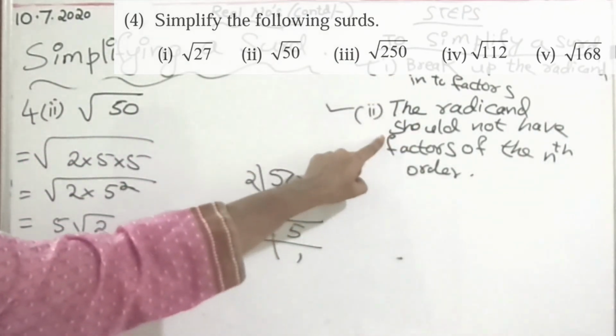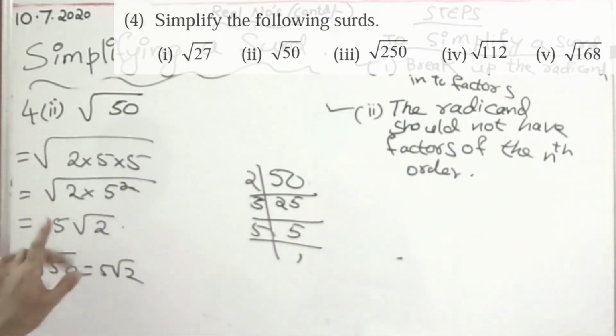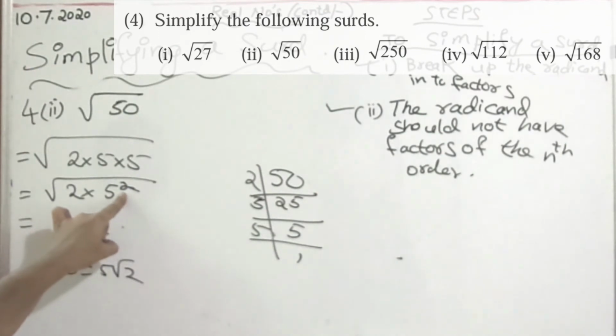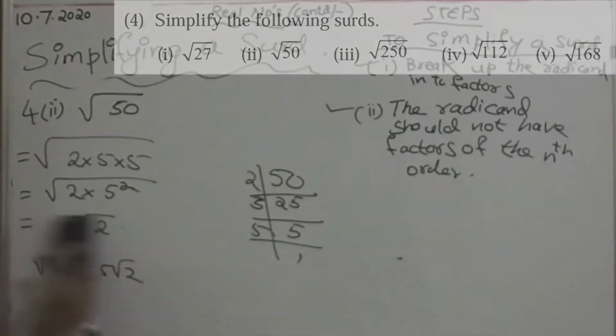First we broke into factors. Then we saw the radicand should not have factors of the nth order. It had here. We removed it outside. It became simplified. Now I am sure it might be more clear. So now we go to the third sum. It will be even more clear. Third.